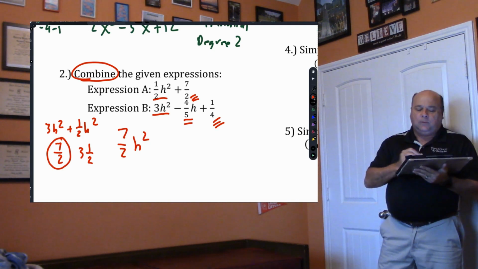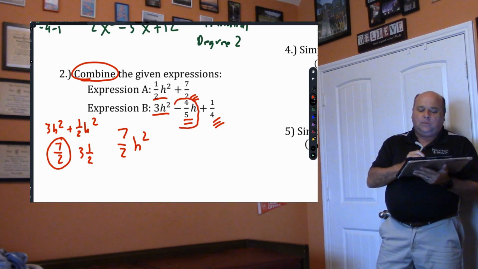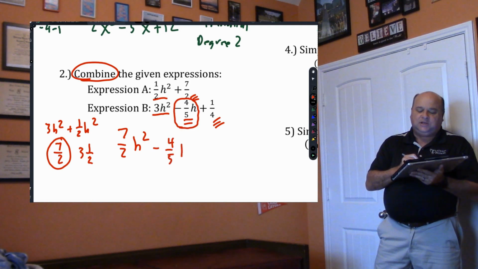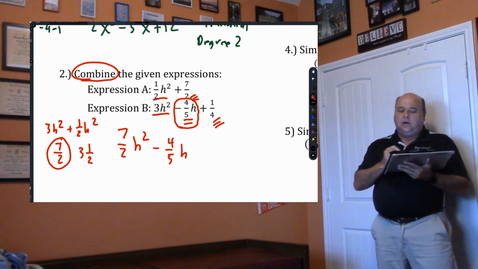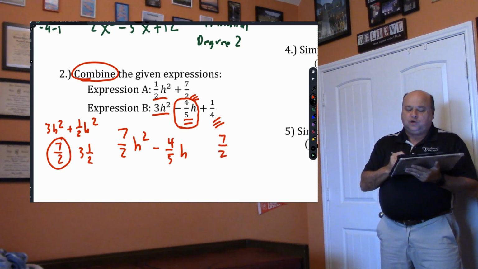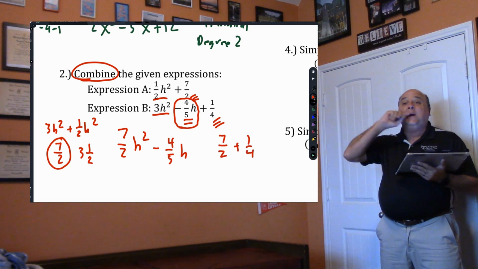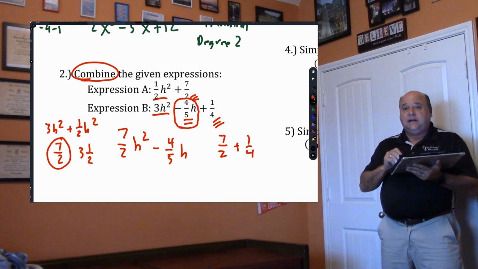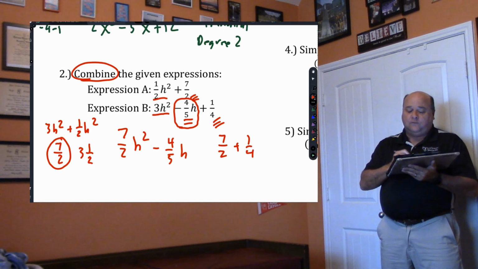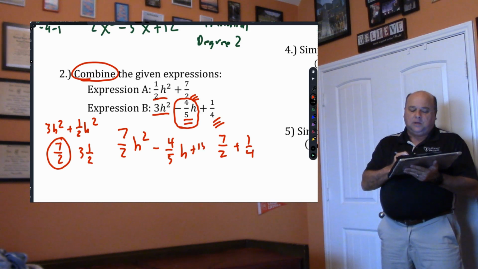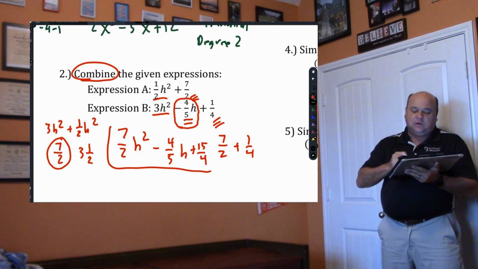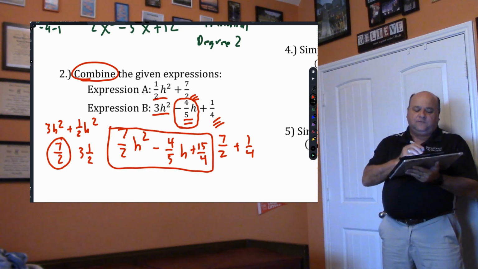Now let's go to the double underline. The only thing double underlined is this. So we're going to write down minus 4 over 5h, and then look at the triple underlines. We have 7 over 2 plus 1 over 4. You're going to have to punch that into the calculator. If you do, you would get 15 over 4. So I'm going to put plus 15 over 4. Just punch it into the calculator, and it'll give you the answer. This is the answer in standard form.